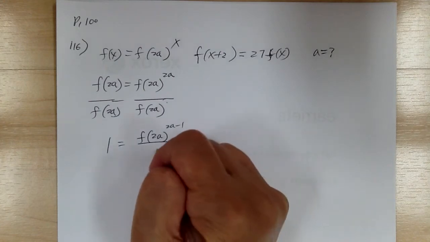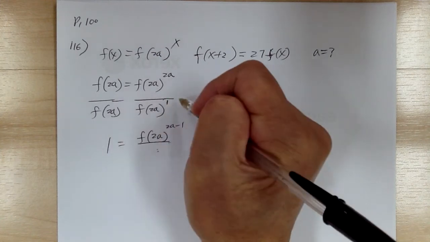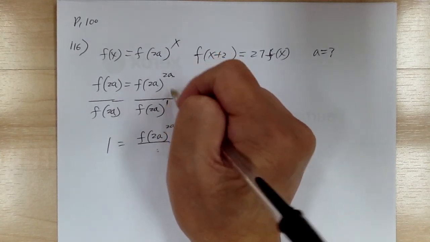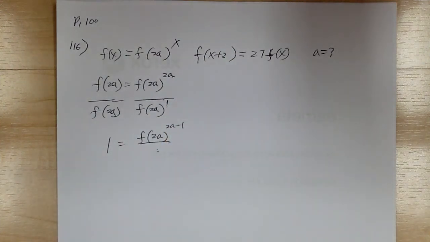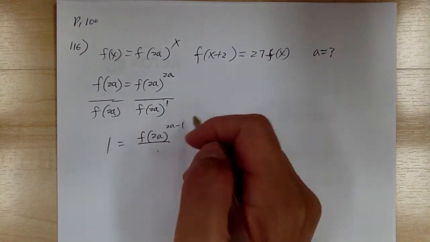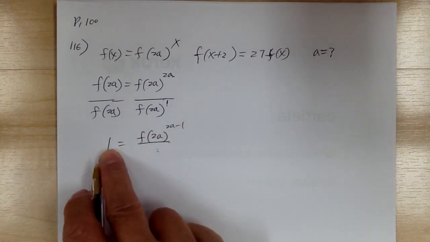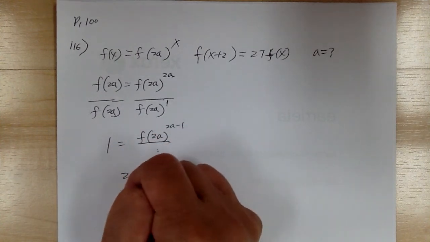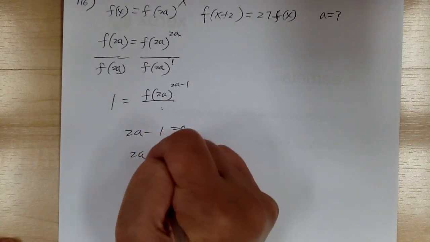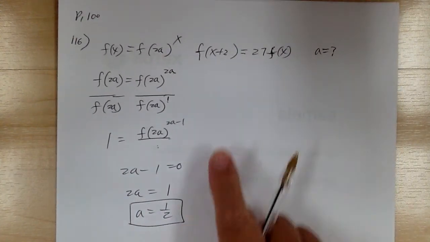There's no fraction of it. When you divide, you subtract the exponents. This is 1 power, so 2a minus 1 gives you that. Now f of 2a to some power equals 1, which means the exponent has to equal 0, because something to the 0 power gives you 1. So 2a minus 1 equals 0. By solving, you get 2a equal to 1, so a equals 1/2, and that's it. You don't even need to use that.